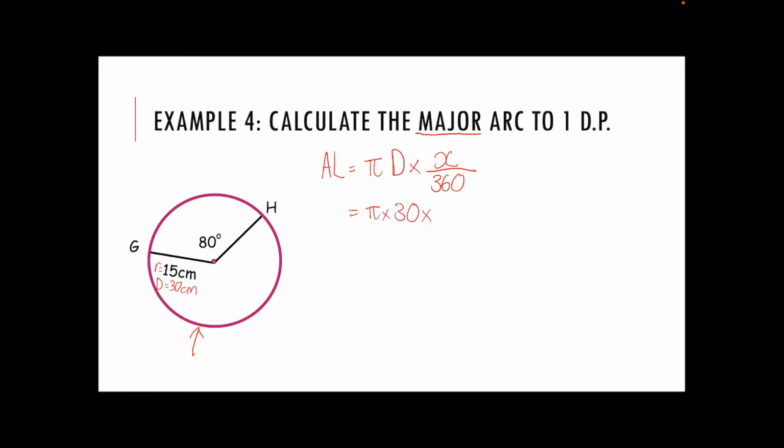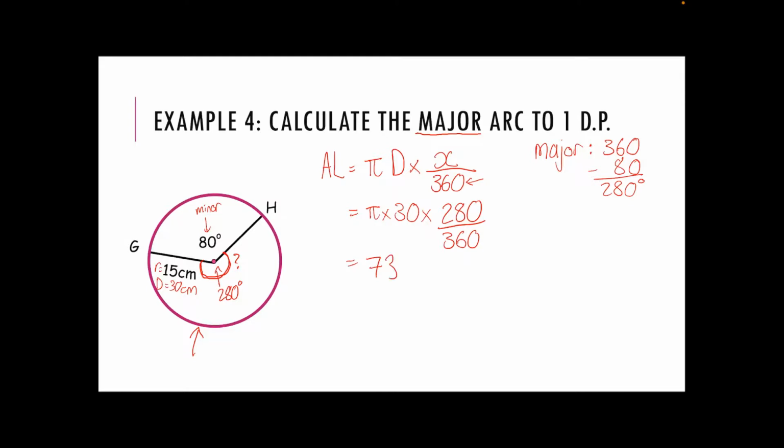But this time the angle that we want is the angle related to the major arc, and we don't know what that is. We know what the minor arc is, it's 80. But we should know, as we've already mentioned, that our 360 degrees is our full circle. So in order to get our major arc angle, all we need to do is our 360, take away the 80 to give us 280 degrees. So this angle here is 280 for our major arc.